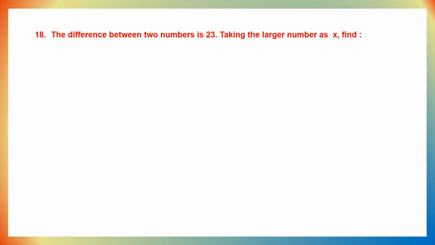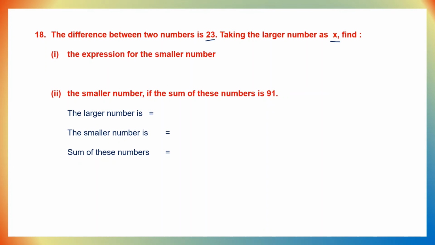Question 18. The difference between two numbers is 23. Taking the larger number as x, find the expression for the smaller number and the smaller number. Okay, so all the steps are given. So let's start. What is the expression for the smaller number? The difference between the two numbers is 23. The larger number is x. That means the smaller number is smaller than this x, isn't it? So that will be x minus 23. So this is the expression for the smaller number.